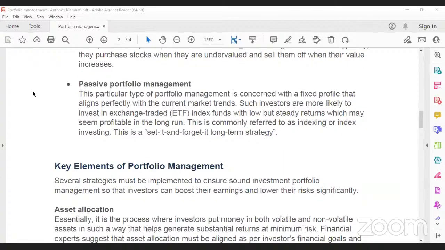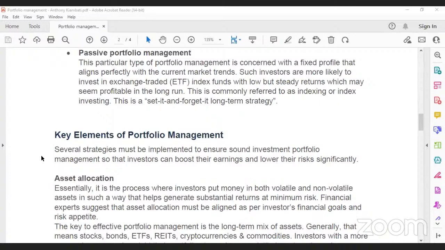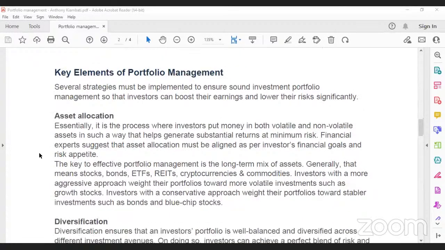Then let's look at the key elements of portfolio management, and this is where I want us to spend quite some time. Several strategies must be implemented to ensure sound investment portfolio management so that investors can boost their earnings and lower risk significantly. So what are the key elements of portfolio management? You might want to write this: asset allocation, diversification, and rebalancing.